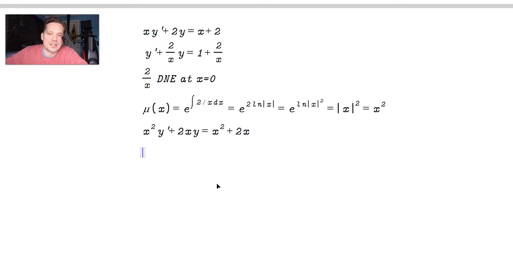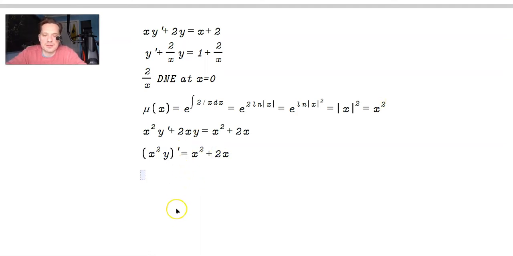Now on the left side, the expression that you see is the result of doing the product rule on the following: (x squared y)'. You can check it. When you differentiate y, you get y', copy x squared, you add to it the derivative of x squared, which is 2x, and then you copy the y. On the right side, you still have x squared plus 2x. Now you anti-differentiate both sides.